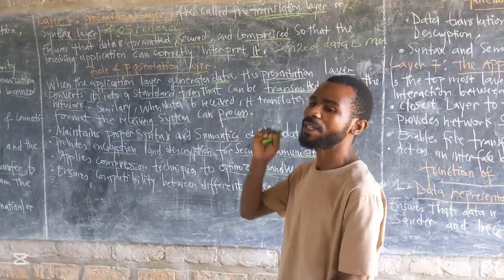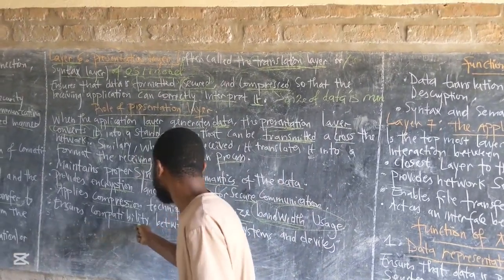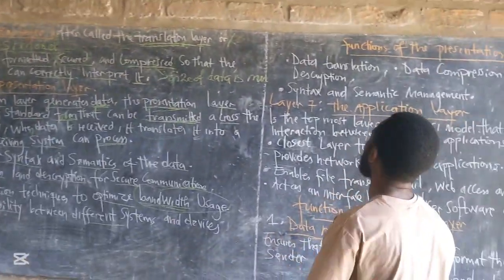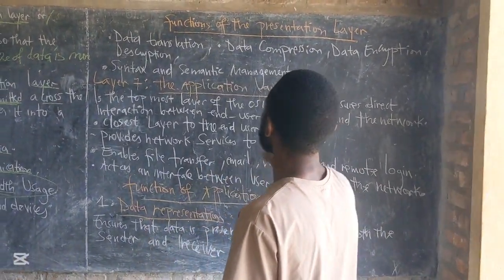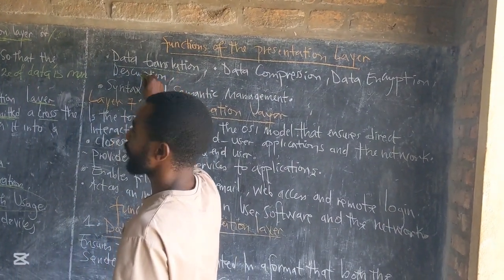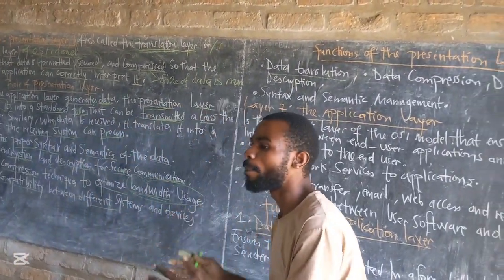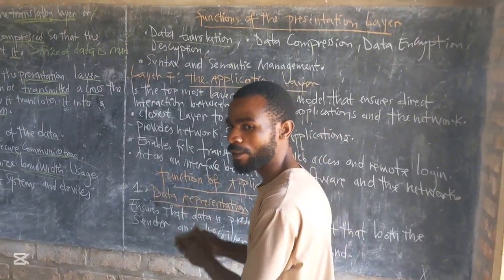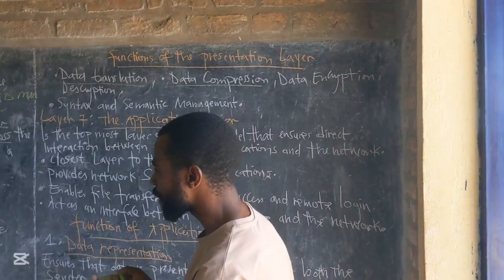Optimize is like to maximize. Ensure compatibility between different systems and devices. Those are the roles. Now the functions. It can translate, data translation. It converts data into a standard format from the side of the receiver and from the side of the sender. Data compression. It compresses the data.